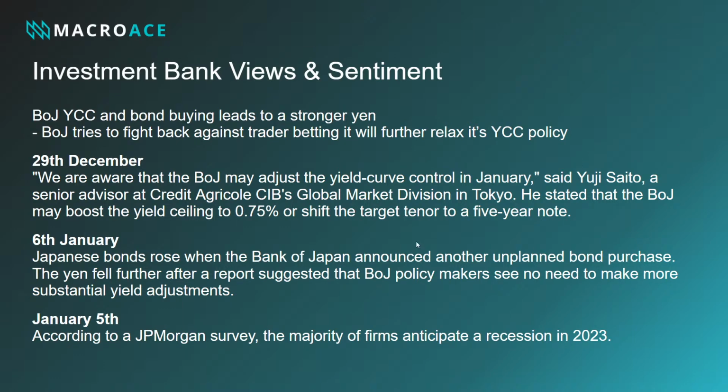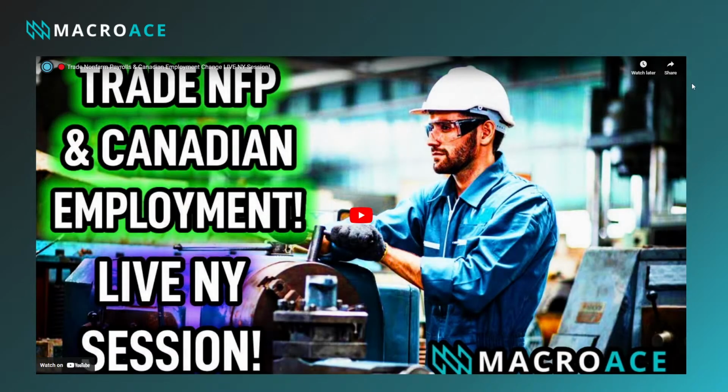And then January 5th, you had a JP Morgan survey saying the majority of firms anticipate a recession in 2023. That was one thing to add. But businesses were still looking to hire and not looking to change their hiring policies or strategies for the year to come, although they expect a recession. So it paints a mixed picture. Yeah, we're expecting a slowdown within the economy, a recession, but we're still okay, and we've got enough manpower to keep hiring when we need to.